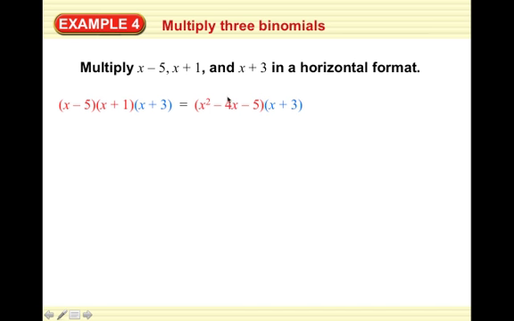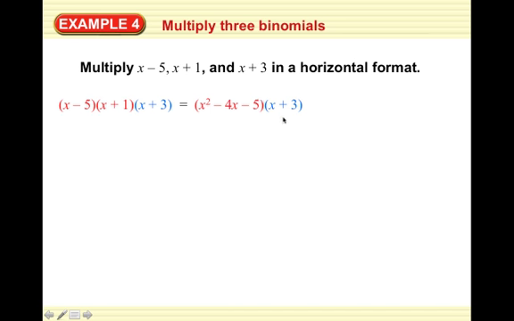So I have x times x is x squared. Then I'm going to do my outside product, my inside product, and add those together. So x times 1 is 1x. Negative 5 times x is negative 5x. 1x minus 5x is negative 4x. So there's my middle term. And then negative 5 times 1 is negative 5.